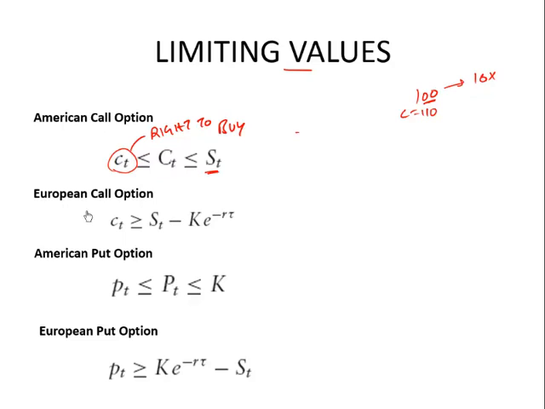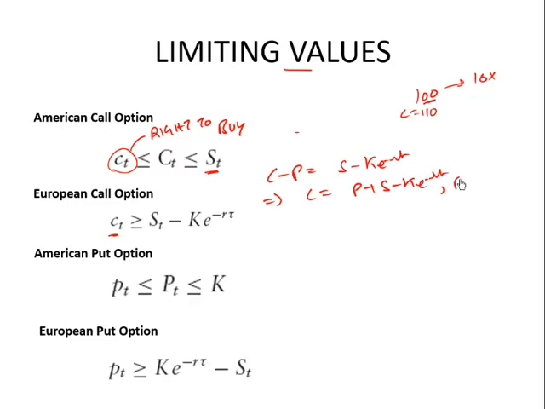Now, the question is, what is the minimum value of a European call option? So that can be derived from the put call parity. So we said C minus P is equal to S minus K e raised to power minus RT, or we can say that C is equal to P plus S minus K e raised to power minus RT.